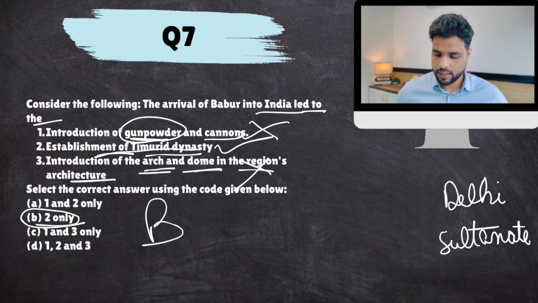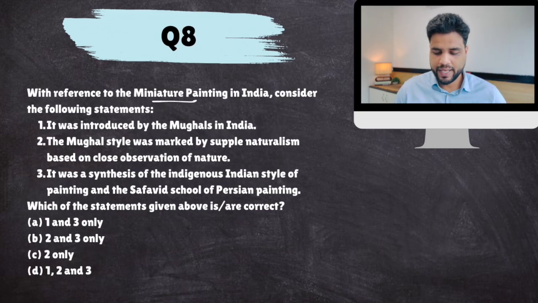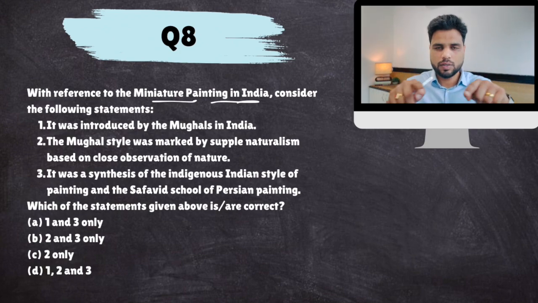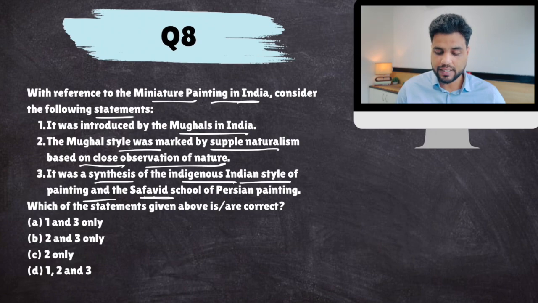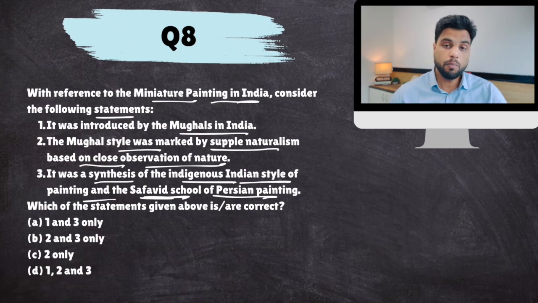Okay, remember this. Next. With reference to miniature painting, paintings on very small canvas, like book, very small. Consider the following. It was introduced by Mughals in India. The Mughal style was marked by supple naturalism based on close observation of nature. It was a synthesis of indigenous Indian style of painting and Safavid, the Persian style of painting. Now, look, the Mughals really loved miniature paintings. They commissioned a lot of miniature paintings, but miniature paintings have a longer history than Mughals.